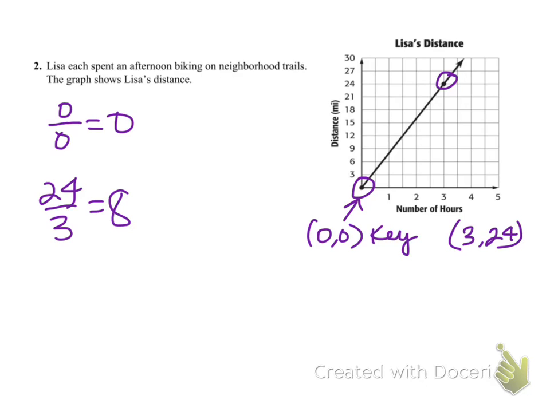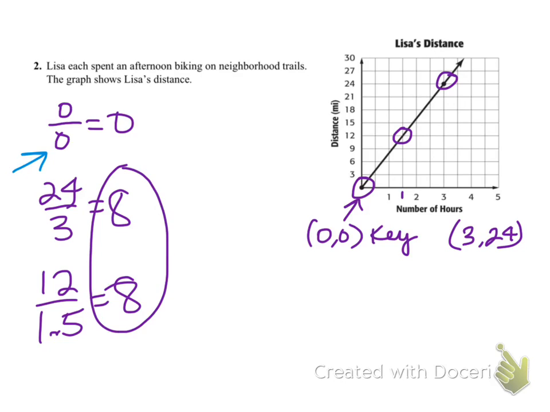Because you divide by 0 here, that throws some things off. So we need to find another point the line goes through to make sure we're on the right track. I would do this one right here. That's (1.5, 12). That one's a little more difficult to see. So I have 12 divided by 1.5, and I get 8. So here we can see that yes, it is proportional.